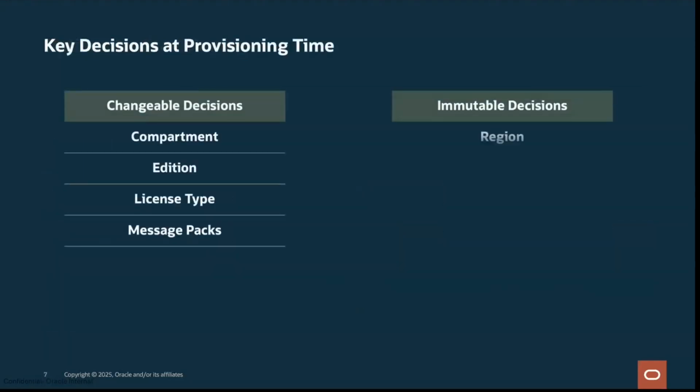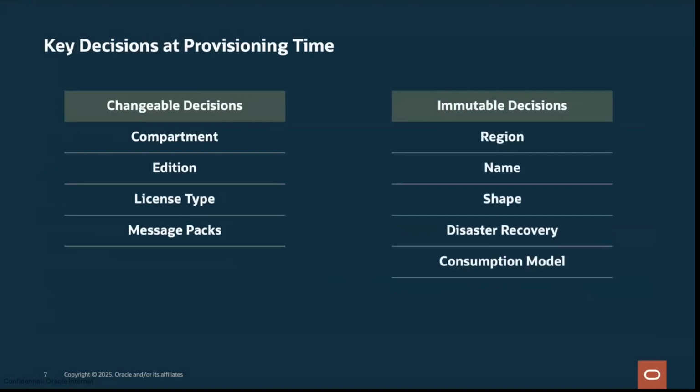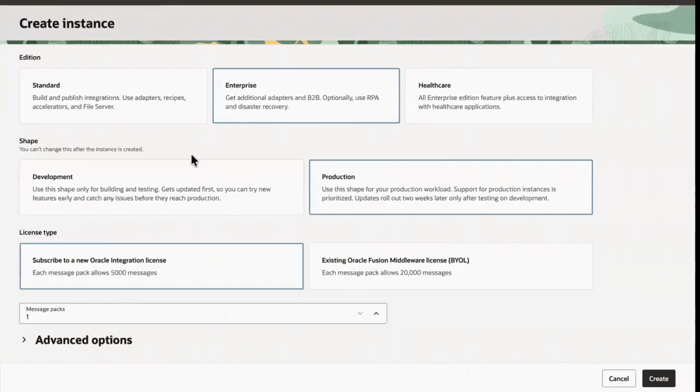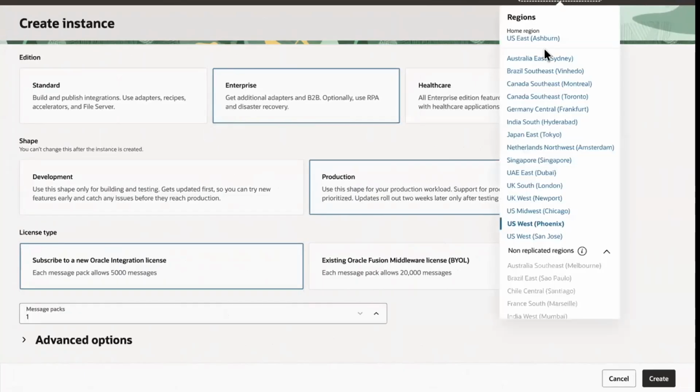So what are the decisions we need to make at provisioning time? Well, let's start with the immutable decisions. If you get these wrong, the only way you can change them is delete your integration instance and start again. So you have to choose a region, a name, a shape, whether you're going to use disaster recovery, and the consumption model. So if we have a look over here, I'm here in Phoenix, but I could choose any other region that I've subscribed to.